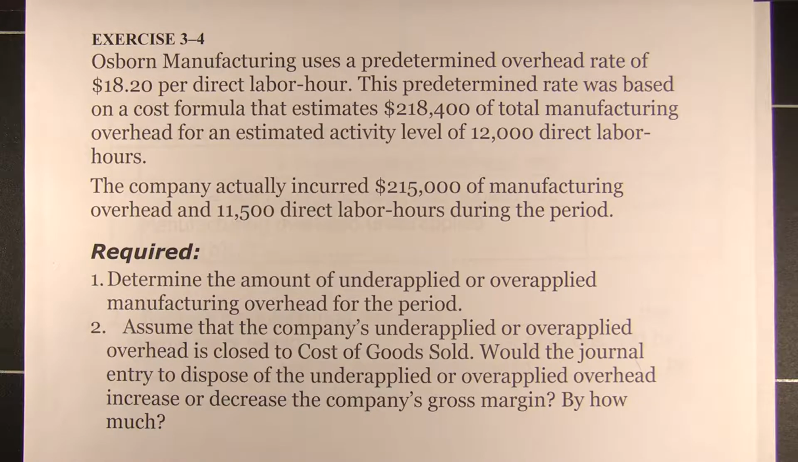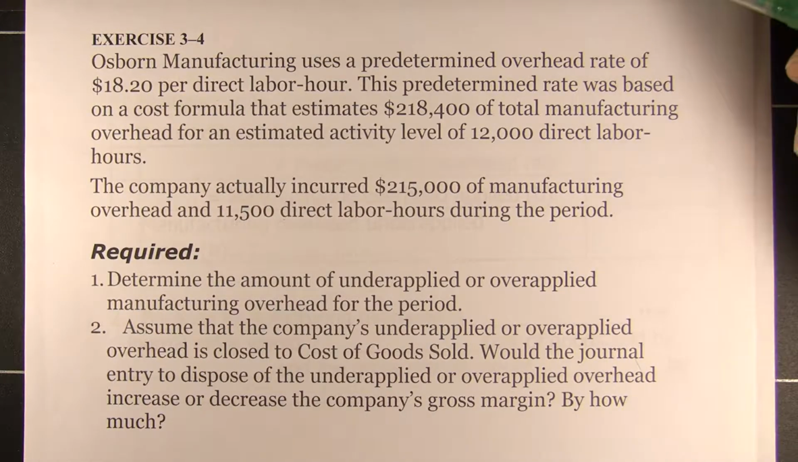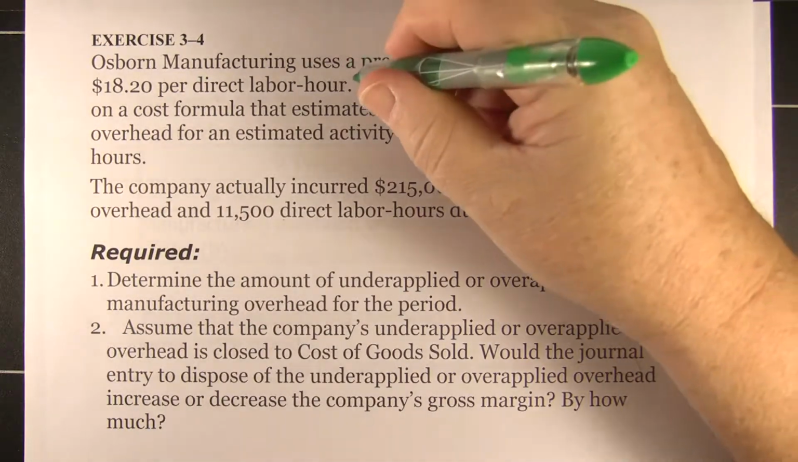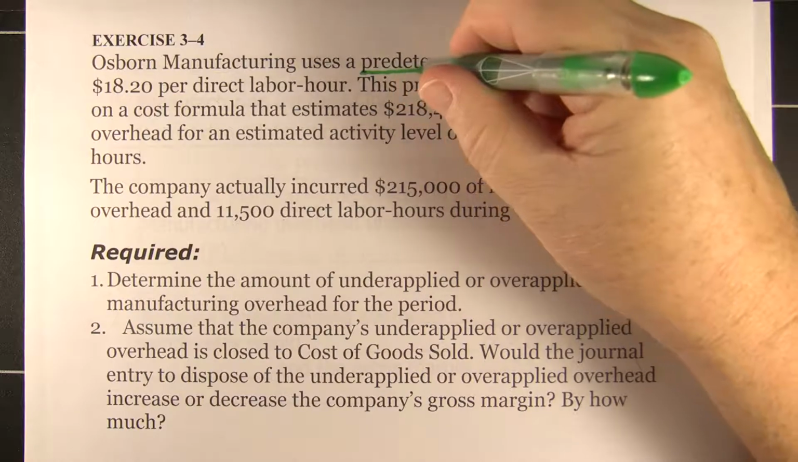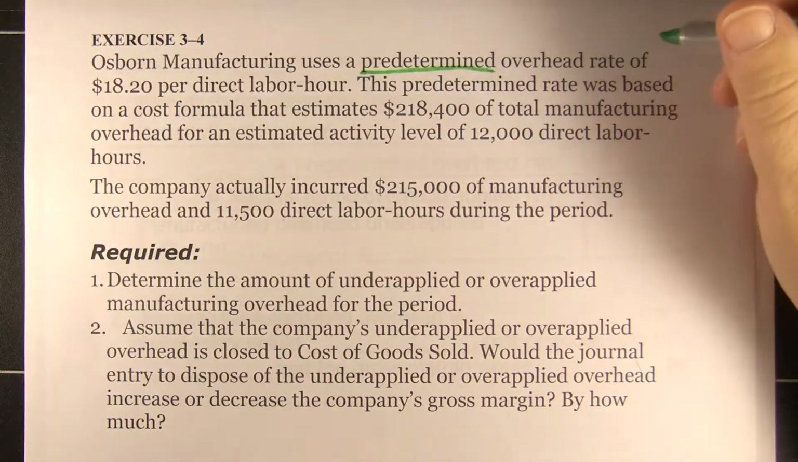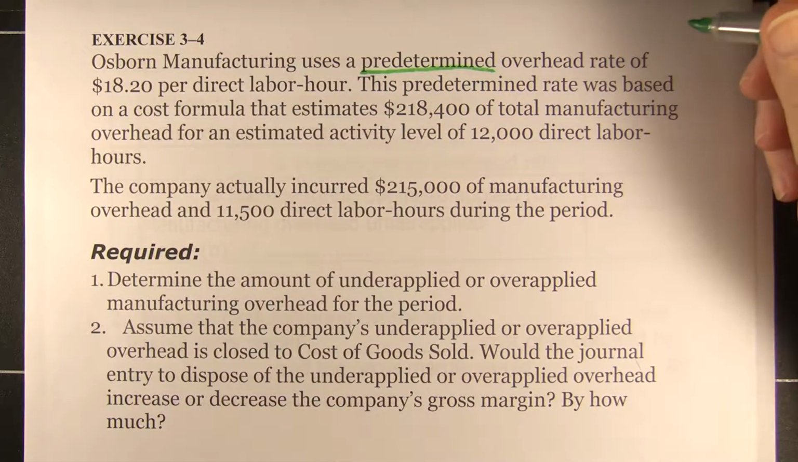Exercise 3-4. This is Chapter 3, Problem 4, and they're asking you about applying overhead. Let's go through, and I want to point out the important things to you. They use a predetermined rate, which means they guess at the beginning of the year and then correct at the end of the year. Very common.